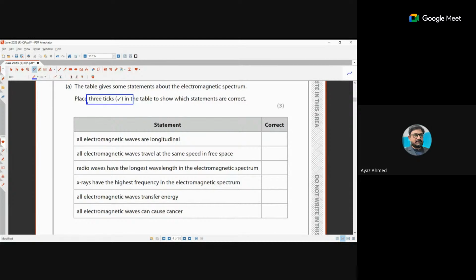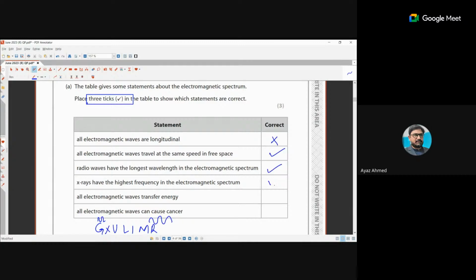So here we go. All electromagnetic waves are longitudinal. No, it is not possible. Rather, none is longitudinal. All electromagnetic waves travel at the same speed in free space. Yes, this is the correct statement. Radio waves have the longest wavelength. Yes, radio waves have the longest wavelength in the electromagnetic spectrum. For this purpose, I told you GXULIMR. Gamma has the shortest wavelength, whereas radio has the longest wavelength. So that is why this is the true statement.